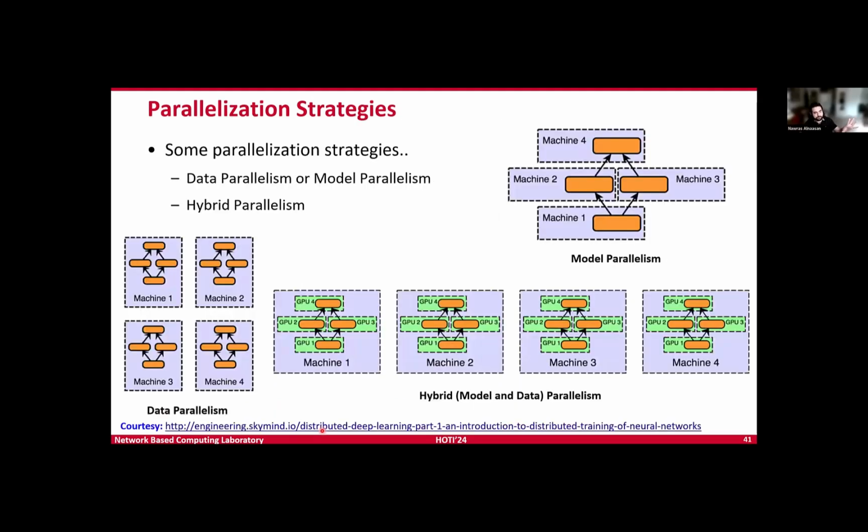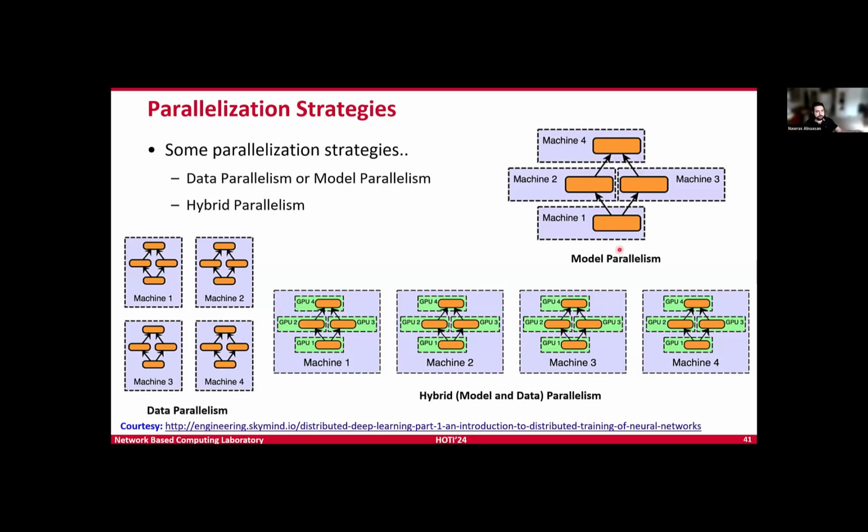To do that, we have different strategies. The most popular one is the data parallelism strategy, where we have multiple machines. Each machine will have a replica of the model, so it will have a full copy of that model placed on it. Each machine will see different data, and then it will learn from that data. We need to synchronize between these machines so that they exchange what was learned.